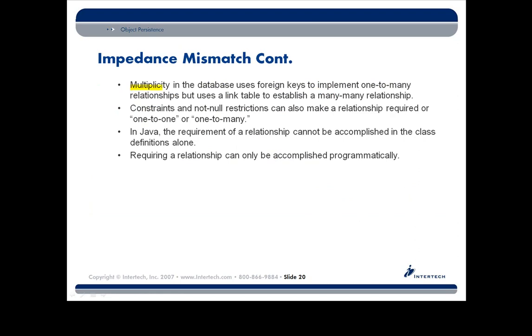And multiplicity, as far as the database is concerned, that's just the use of foreign keys to implement a many-to-one or one-to-many type of relationship, but uses a link table to establish a many-to-many relationship. So when we're talking about multiplicity with regard to databases, the entire structure of our database, the existence of other tables might be impacted.